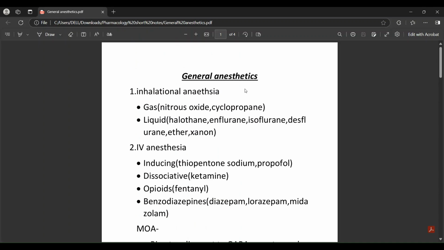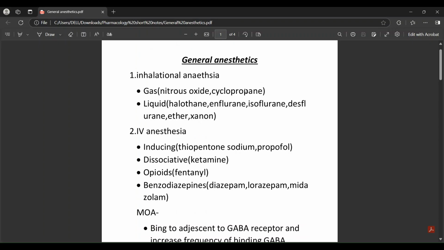General anesthetic. First, classification. There are two main classifications for general anesthetic: inhalational and IV anesthetics. Inhalational anesthesia is divided again into gas and liquid. Gases are nitrous oxide and cyclopropane. Liquids are halothane, enflurane, isoflurane, desflurane, ether, and xenon.